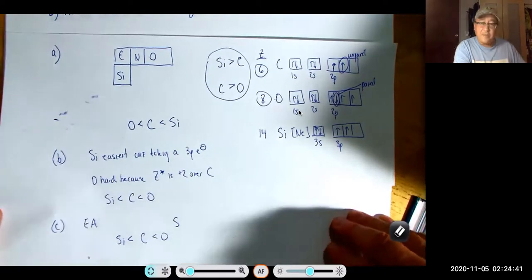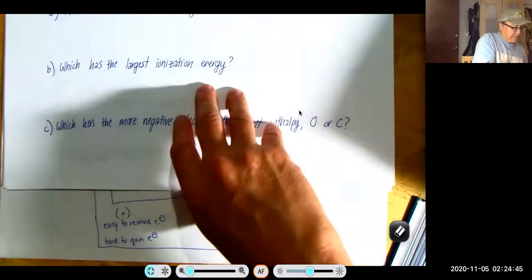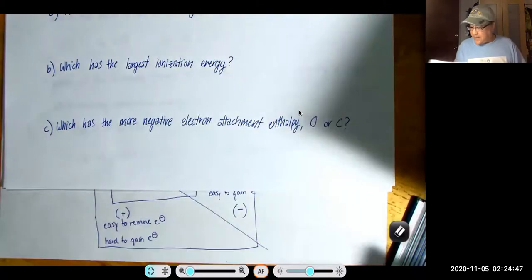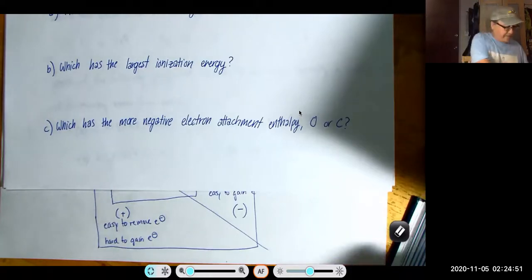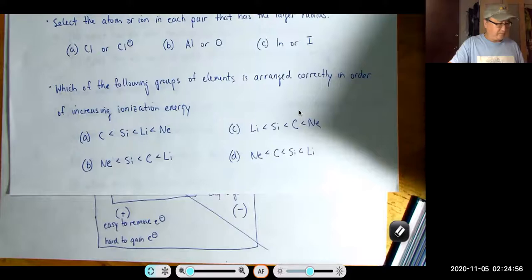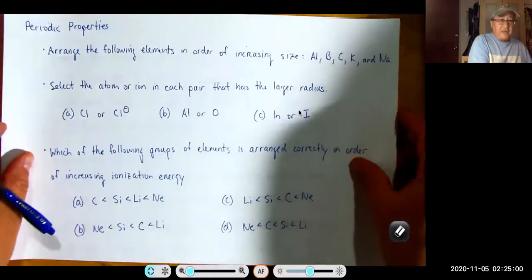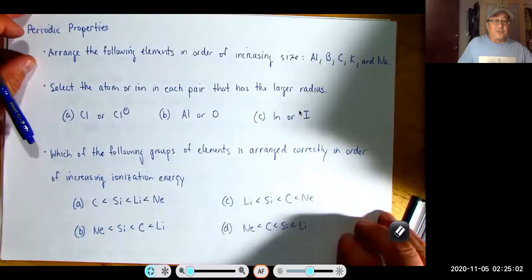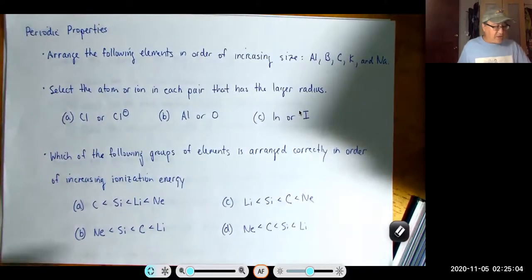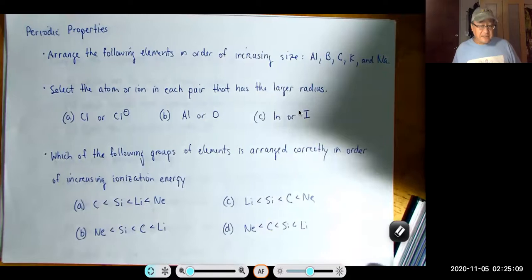Okay, so that's how you go about trying to explain these things. All right, let's take a look at another one. Arrange the following elements in order of increasing size: aluminum, boron, carbon, potassium, and sodium.